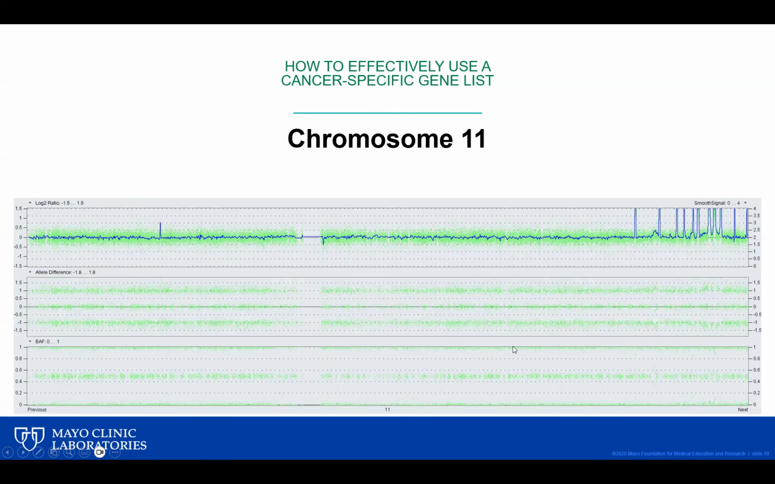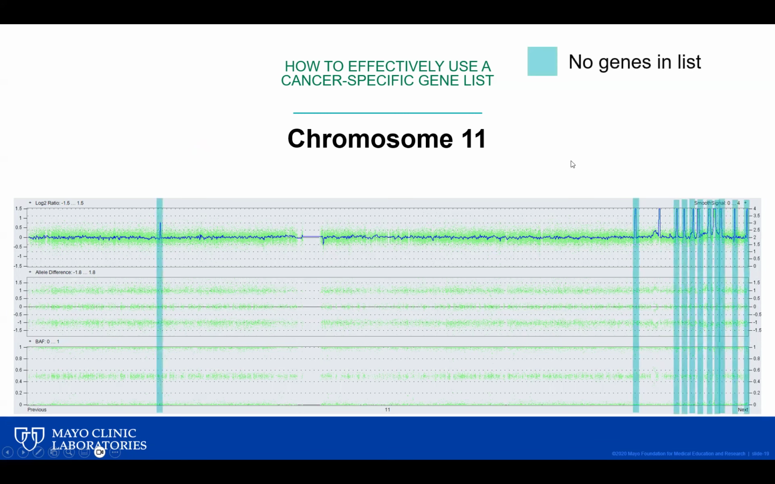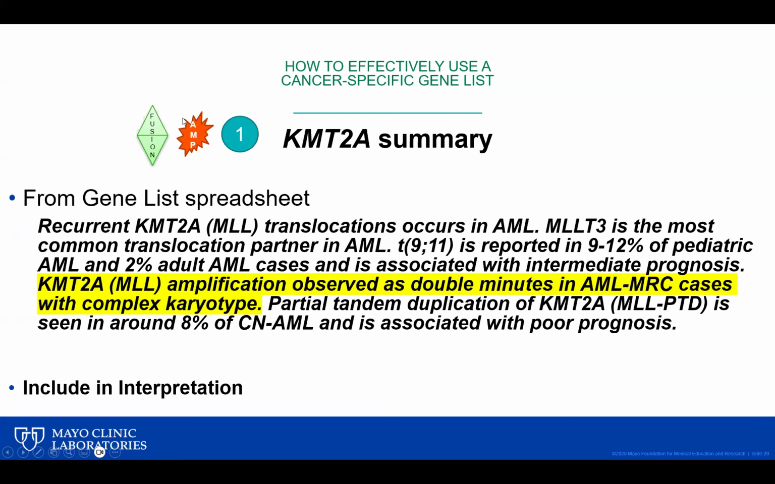When we look at chromosome 11, moving on here, we see a number of different amplifications on 11q. If you look down here, these are very high copy number states. Most of these have no genes on our gene list, but this one actually has an amplified KMT2A, also known as MLL. If we look at our gene list, we know that recurrent translocations happen in MLL, but also KMT2A amplification can be observed as double minutes.